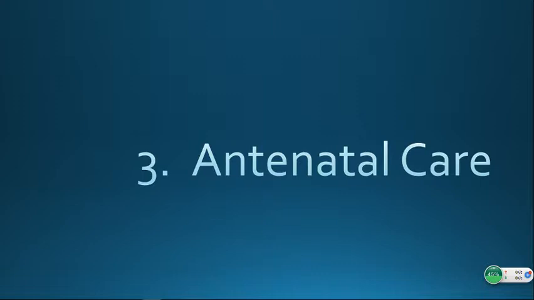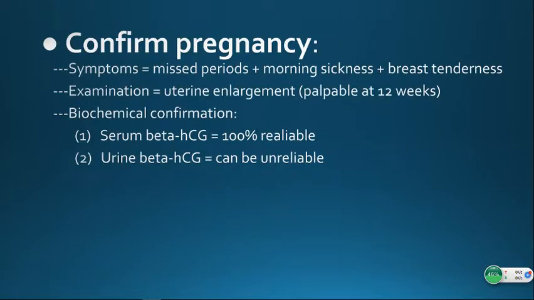So once the woman is pregnant, then we move on to antenatal care. The first thing is to confirm pregnancy, so to know for sure that the pregnancy is there. There's a few indicators in terms of symptoms and exams. Symptoms of pregnancy are, of course, missing periods, morning sickness, breast tenderness, urinary frequency, things like that.